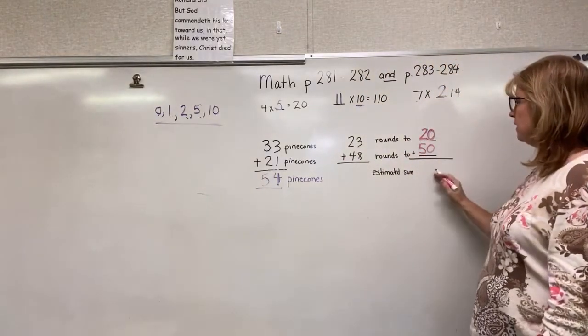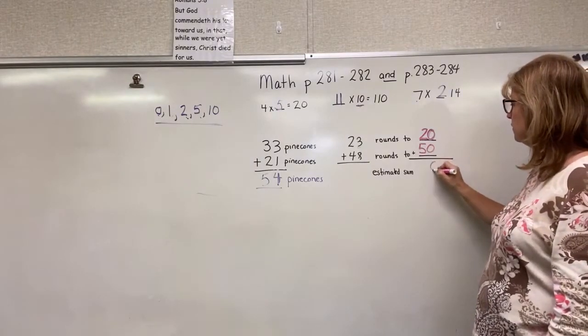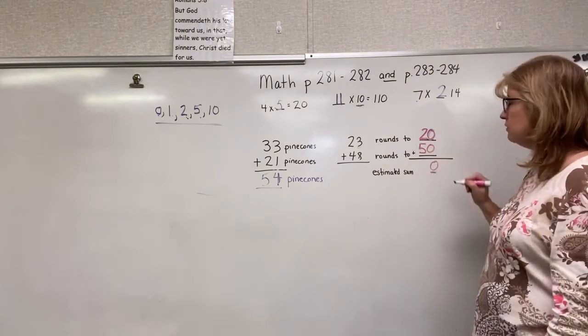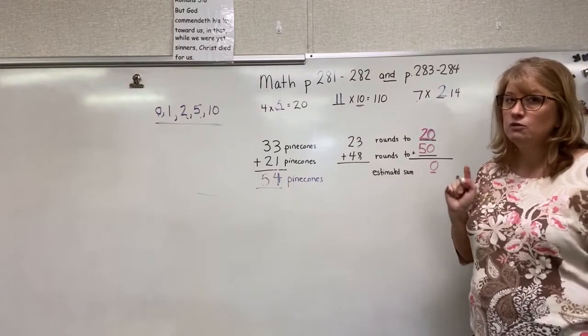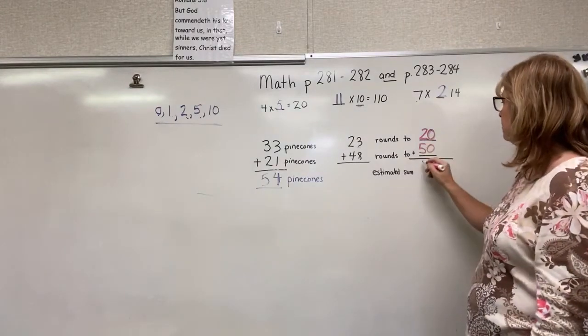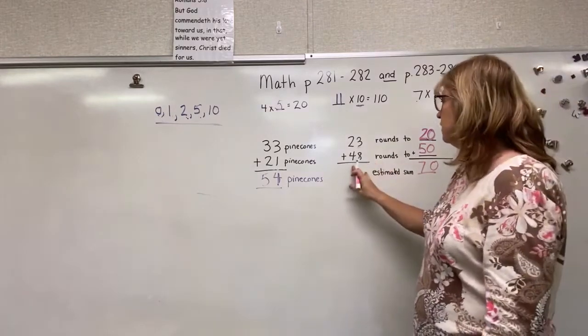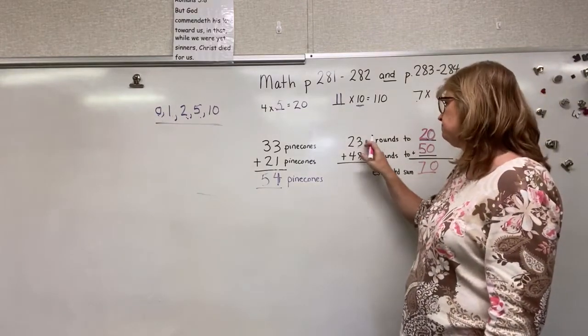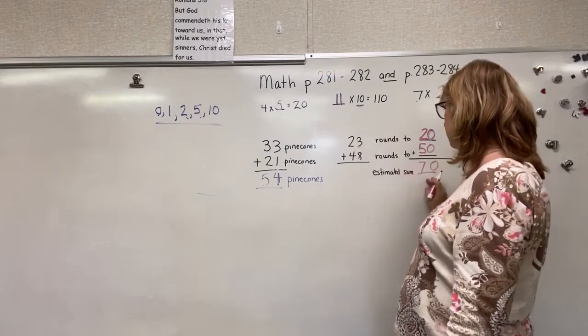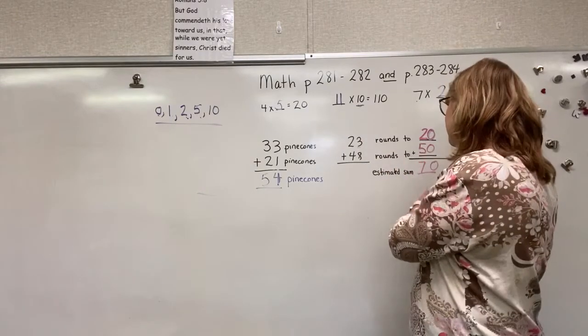So then we just add it up. 0 plus 0 is 0. You will always have a 0 in the ones place when you have rounded. And 2 plus 5 is 7. Now let's see what our real answer would be. This is the estimated. This means about 70.